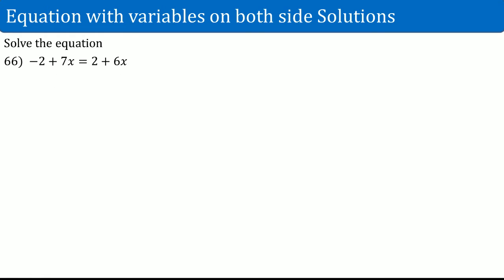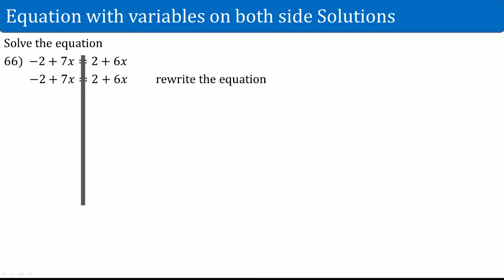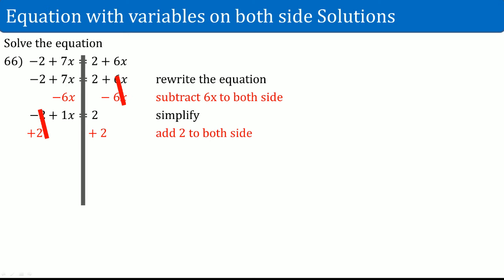66. Negative 2 plus 7x equals 2 plus 6x. Rewrite the equation, draw the line straight down. What is your smallest variable? 6x. So subtract 6x from both sides. Bring everything down. My right-hand side, the 6x minus 6x cancels out. Left-hand side, negative 2 plus 1x equals 2. Add 2 to both sides. That should cancel on the left-hand side. The x comes straight down. 2 plus 2 becomes 4. There you go. Those are all your solutions.